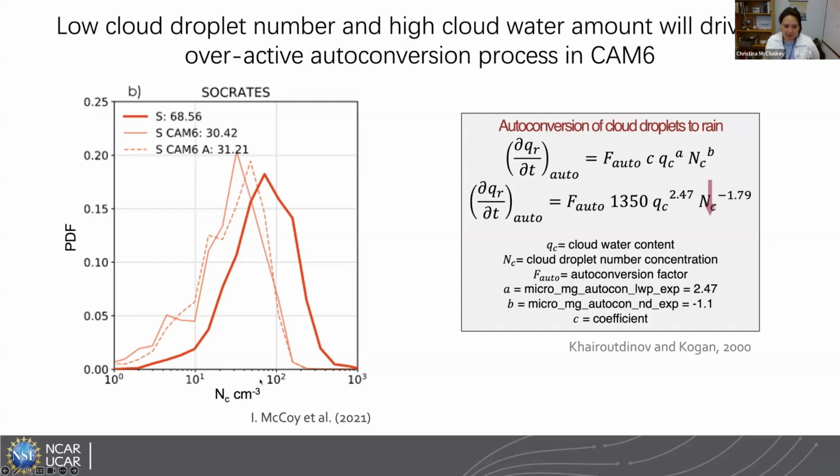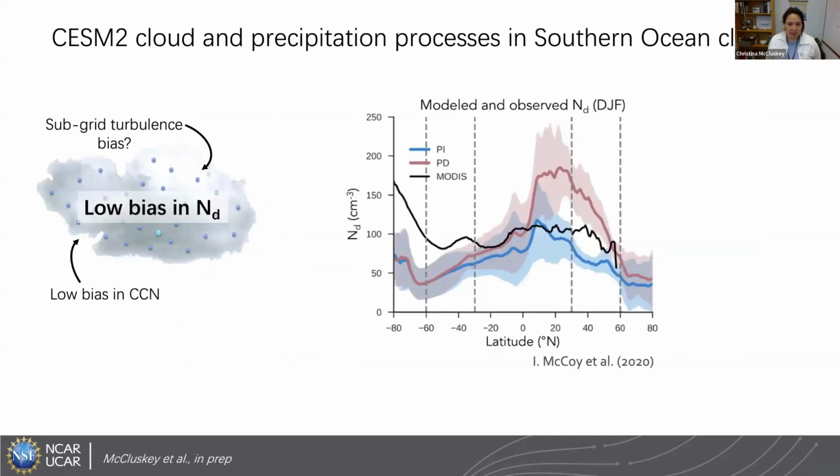And this is another example from a study by Isabel McCoy, where cloud droplet number concentrations from the model, these two thinner lines, are compared to the SOCRATES observations. What we see is that in the model, we have a lot of cloud droplet number concentrations that fall below 10 per cubic centimeter. These are extremely low cloud droplet number concentrations, and that really drives this rapid autoconversion process. So I have a kind of cartoon to try to summarize this, but the idea is that we have this low bias in cloud droplet number concentrations.